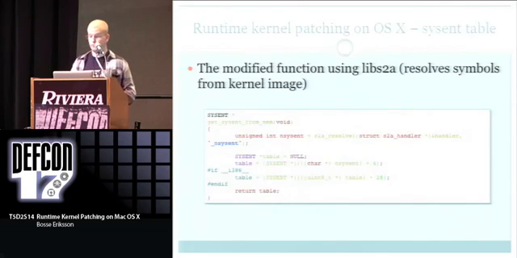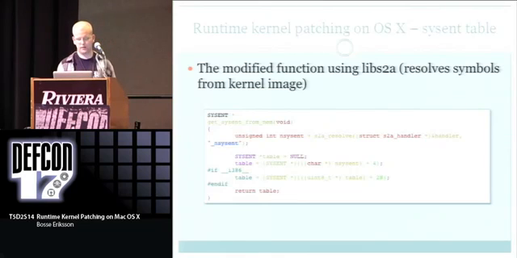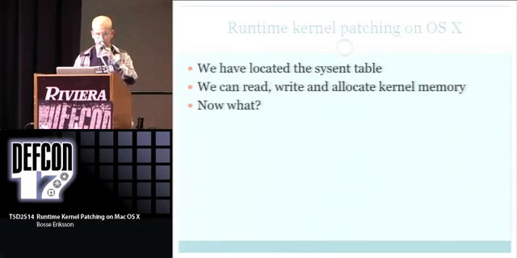So basically the modified function looks like this. It's S2A resolve, a library I threw together to resolve symbols from the kernel. So we don't change anything, we just resolve it from the kernel on the disk. Now we have located the sysent table, which holds all the system calls in the OS.